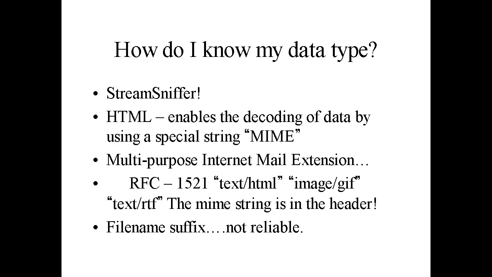And browsers need this because they can't rely upon suffixes in file systems. So you can't just say, oh, well, it's a file name ending in .jpg and therefore it must be JPEG. What you really need is the browser to supply a multi-purpose internet mail encapsulation message at the beginning of the stream, and that will tell us what the HTML type is.